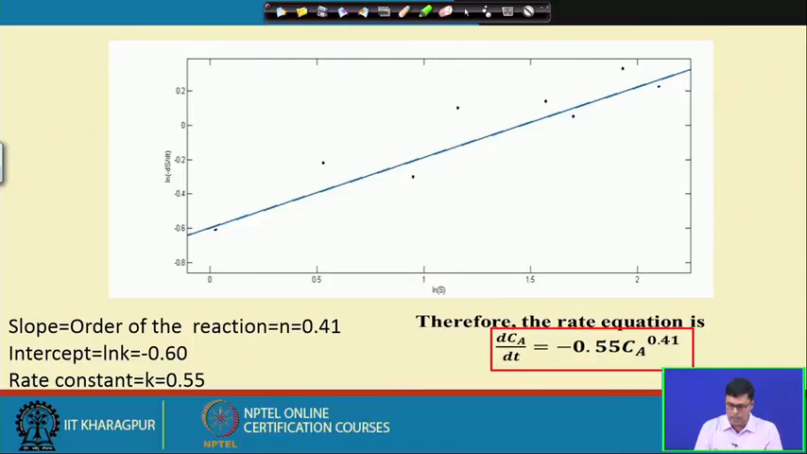Now, this is exactly what we have done. This is the normal graph paper, and if we plot, we get a straight line, and from the slope we get the n value as 0.41, and from the intercept we get the value of ln k as 0.6, where k equals 0.55. So our equation, you can remember, dCA by dt equals minus, this minus was here so we bring it here, minus 0.55 Ca to the power 0.41.